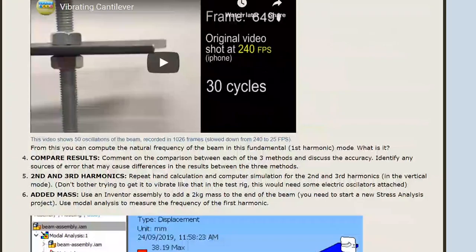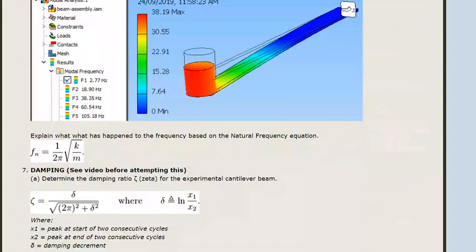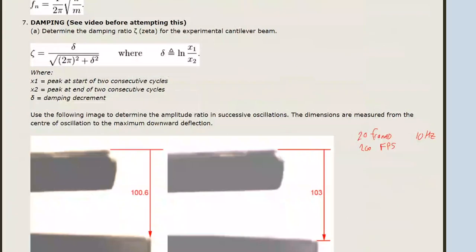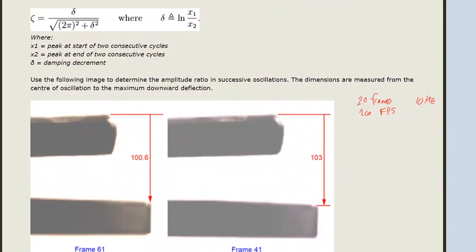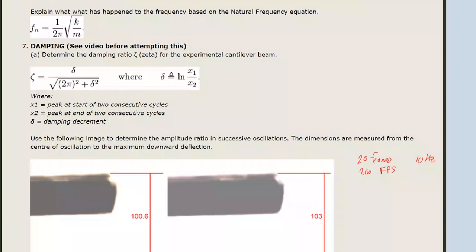Okay, back to the question. We have some numbers there. We've got 103 for the first oscillation and 100.6 for the second oscillation. So that's two consecutive oscillations. And we have a decrement, damping decrement. That's the first one we're going to work out. What is a damping decrement? It's the log of x1 over x2.